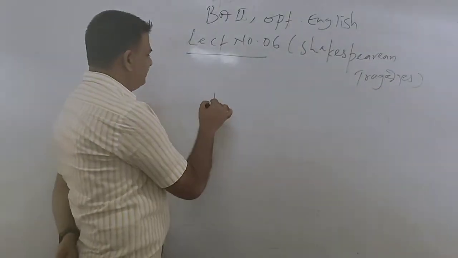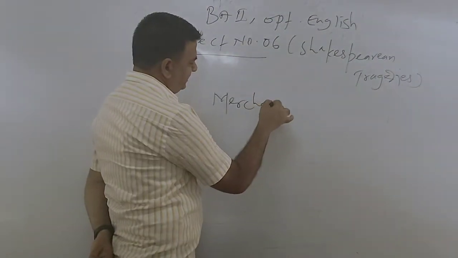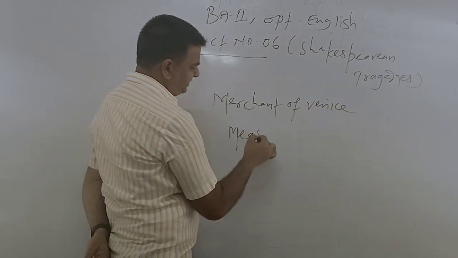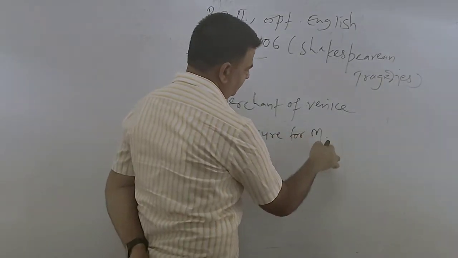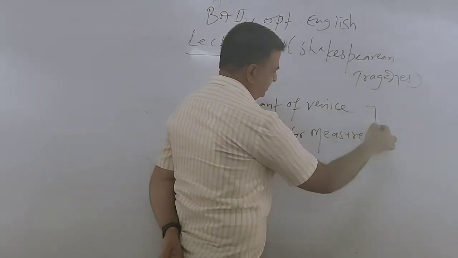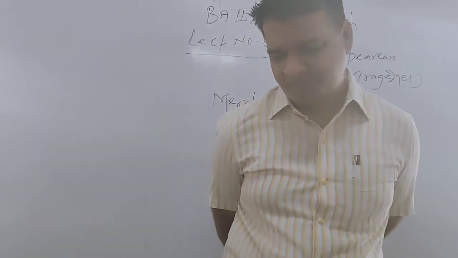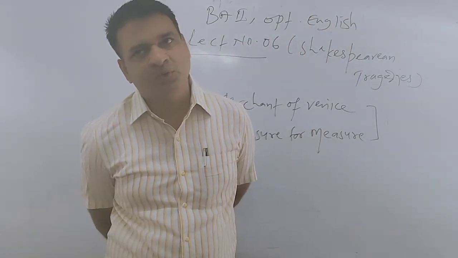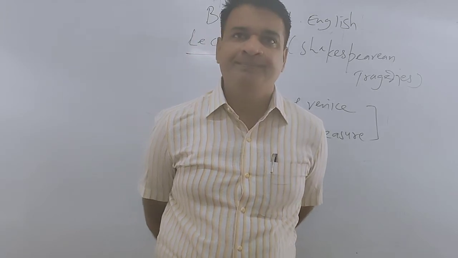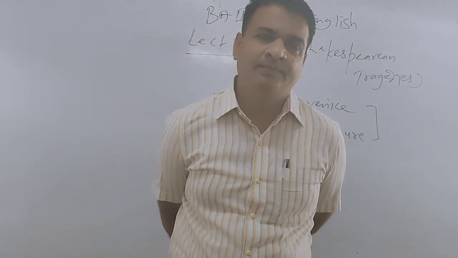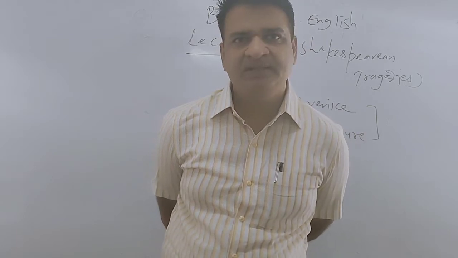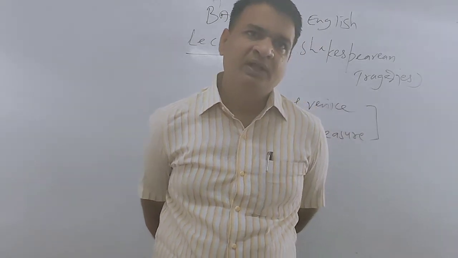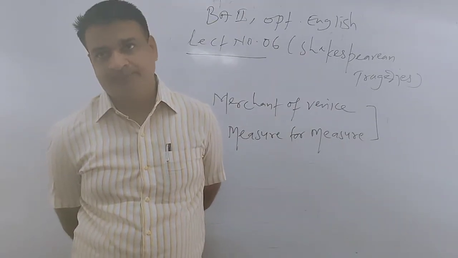When you go through a play like Merchant of Venice or Measure for Measure, you will come to know these comedies. Even among the well-known comedies, Twelfth Night and Midsummer Night's Dream also come into the category, because, as I told you, in Twelfth Night also some tragic situations are there.